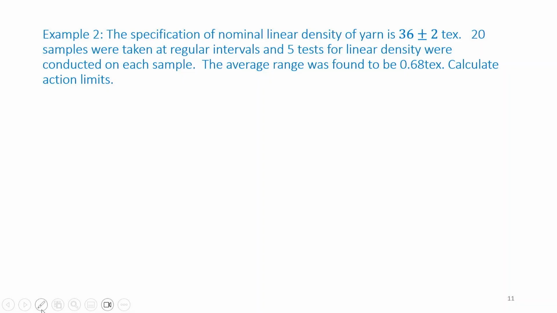Now the average range was found to be 0.68 tex. This is the average range. That means R bar is given. Calculate the action limits. How do we do it?